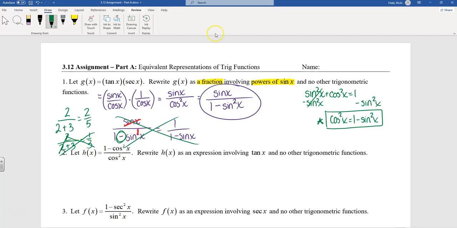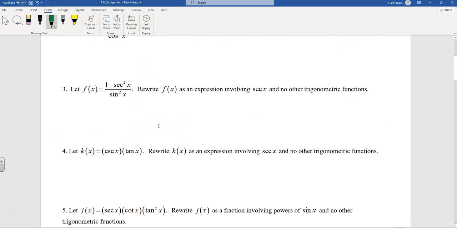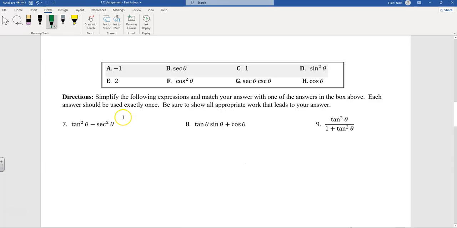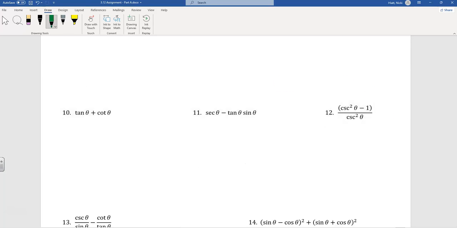Anybody else? Anybody have one they'd like to look at? One in particular? I'm gonna do a couple of them, but you have one in particular you've tried and would like to look at? Oh yeah, we're not gonna do all of them, but I'm gonna do a few of them together, and then we'll have you guys work on the rest of them. 10? Yep. Let's go look at 10.